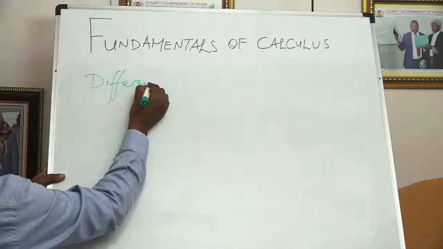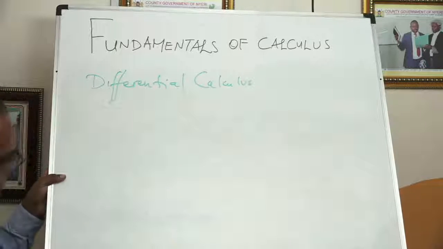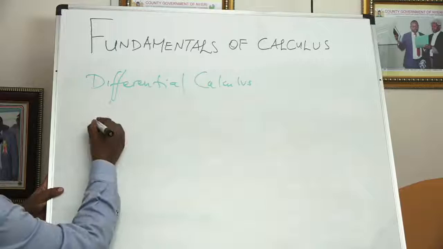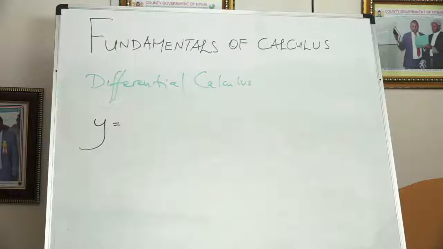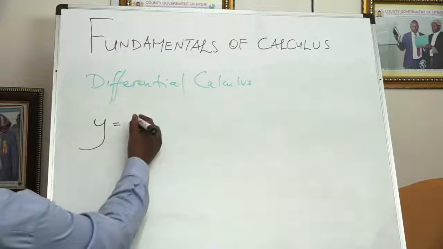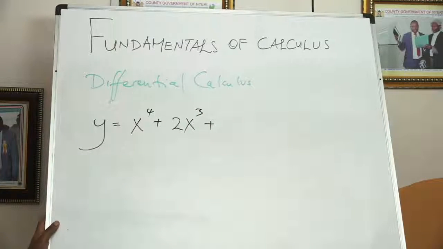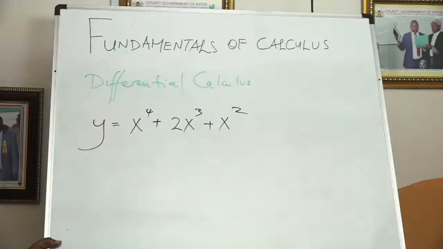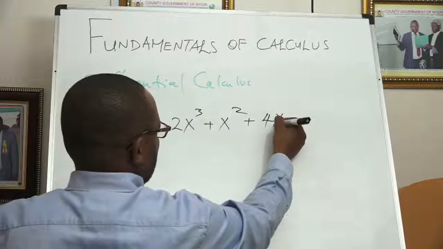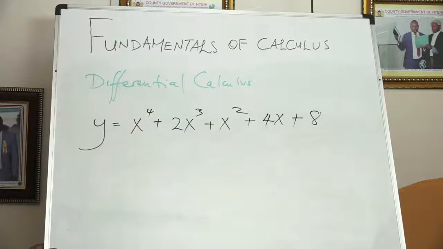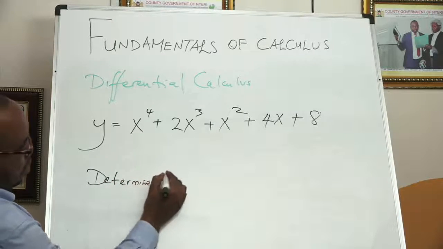Differential calculus. y is equal to x to the power 4 plus 2x to the power 3 plus x squared plus 4x plus 8. Determine the rate of change.